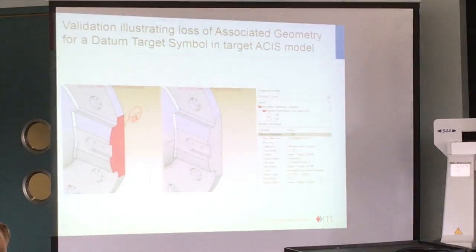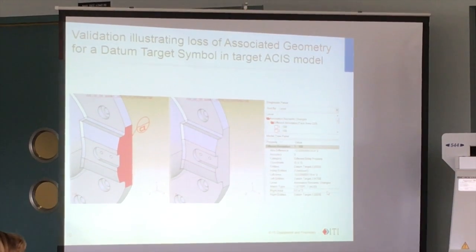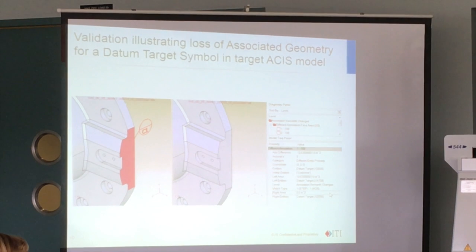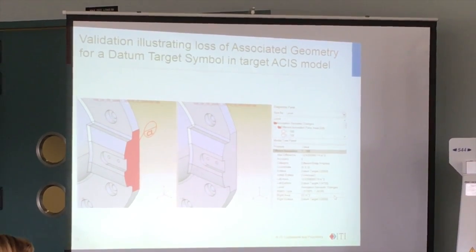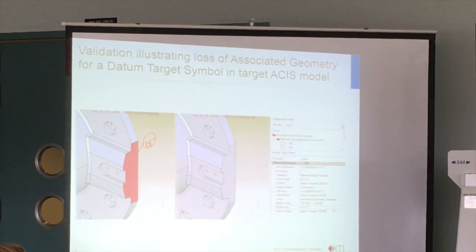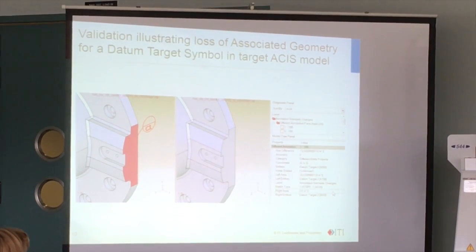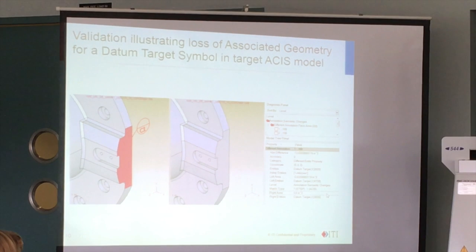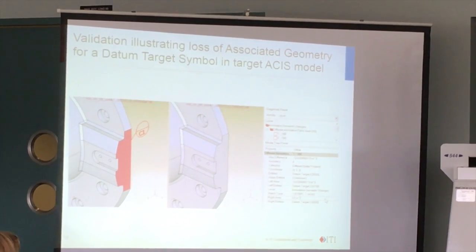But because this is a black box, what we also need to do is be able to find and identify and correct issues with the transformation of the data downstream where that data is incomplete. Here you see an example of a datum target, and as you can see in the right-hand picture, the associated geometry is missing from the data.